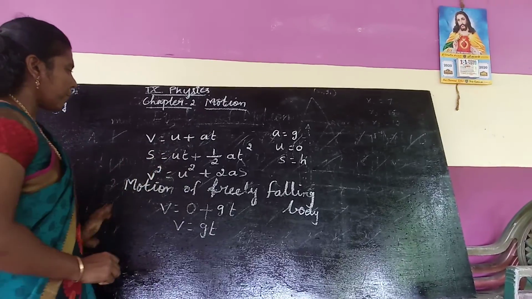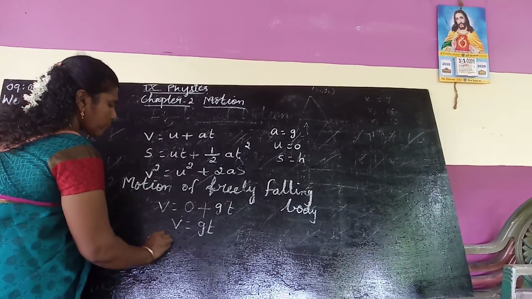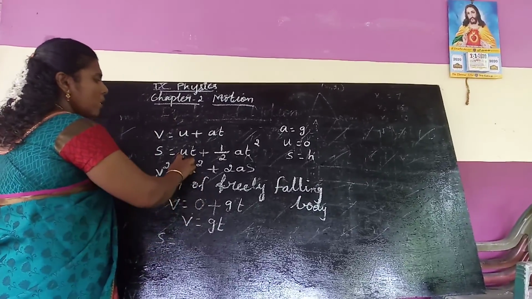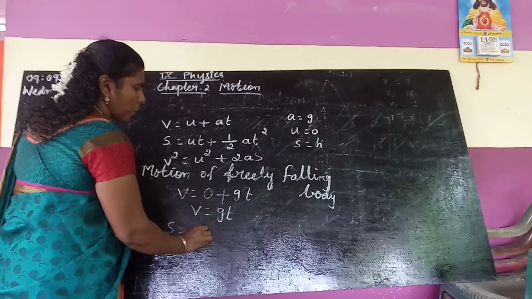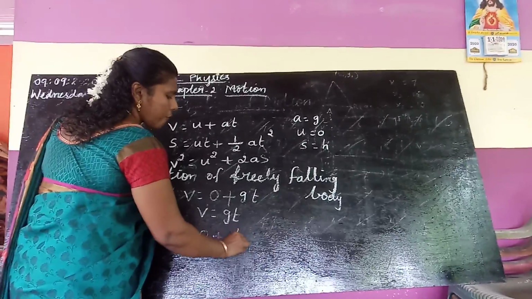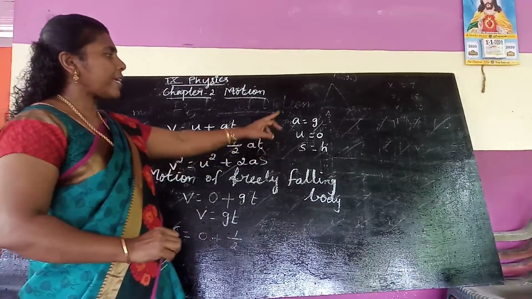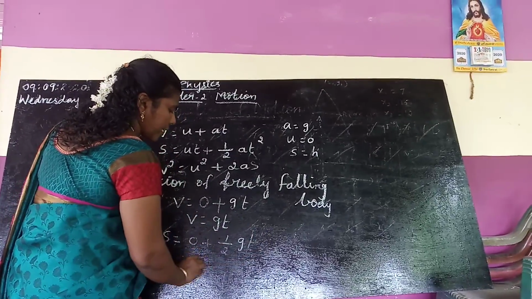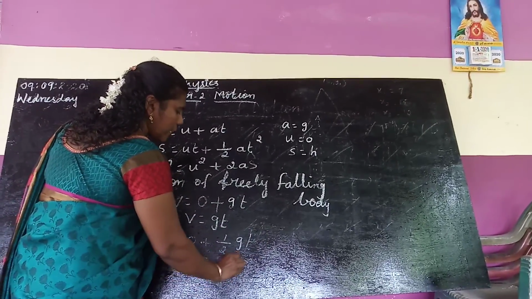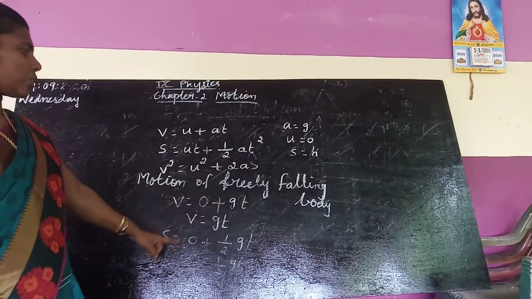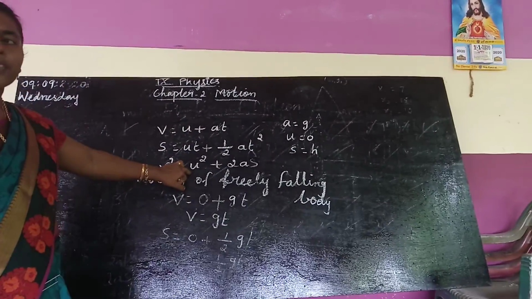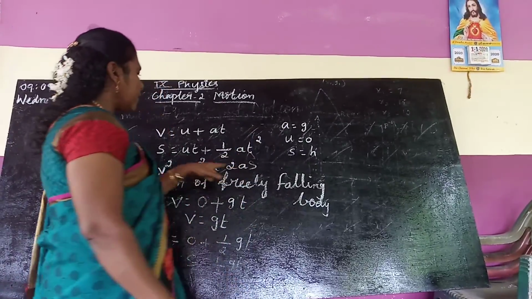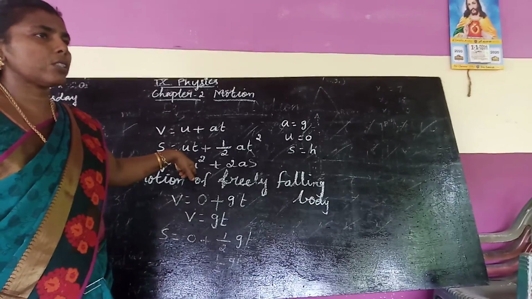Now, the second equation, s equal to ut plus half at square. What's the value of u? 0. Initial velocity 0. So 0 into t is 0, plus half. Instead of a, what do we write? g. So the second equation becomes s equal to half g t square. Like that, the second equation changes. Then the third equation, v square equal to u square plus 2as. Instead of u, you have to write 0.